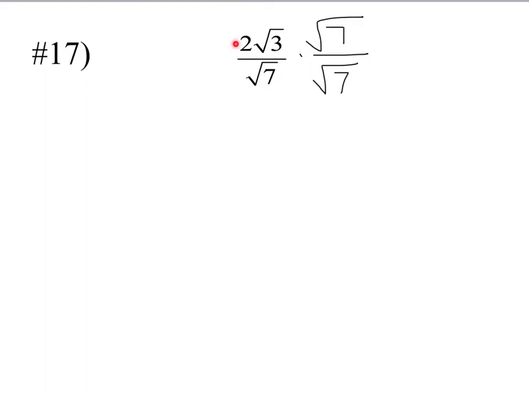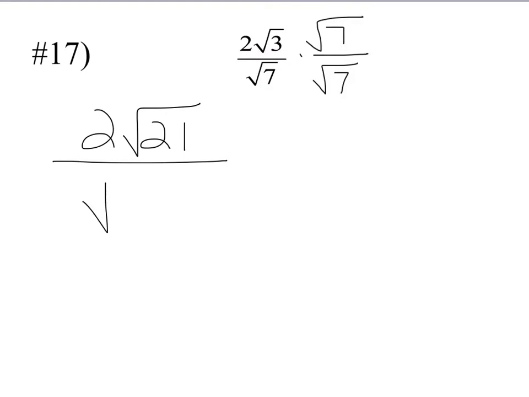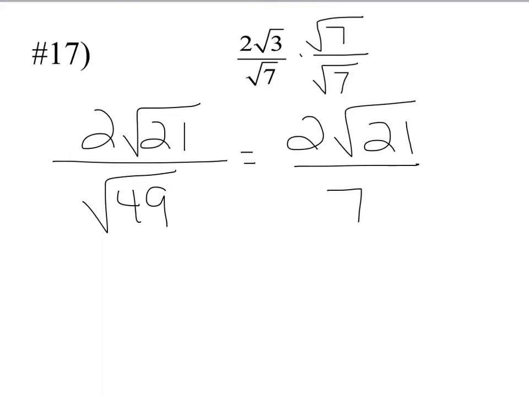So I'm going to say 2 cube roots of 3 times the cube root of 7 is 2 cube roots of 21 over the square root of 7 times the square root of 7 is the square root of 49. So you have 2 square root of 21 over 7 because the square root of 49 is 7.